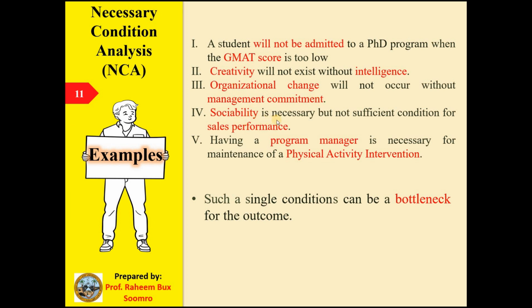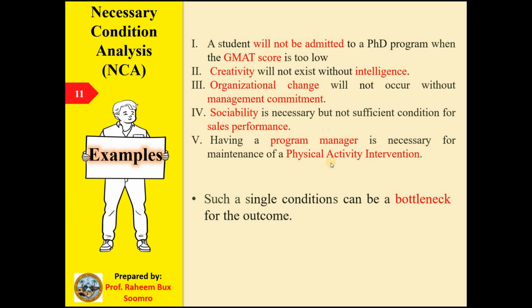That is an X and Y relationship. Sociability is necessary but not a sufficient condition for sales performance. Again, as I gave you the example about healthy and tasty food, it is the same example. Sociability is necessary. It means if you want high sales performance, then you should be social, but it's not sufficient. Along with sociability, some other things are also required. So now these are sufficiency.